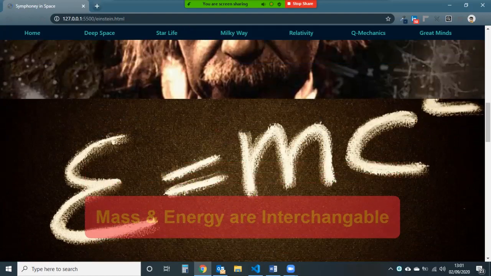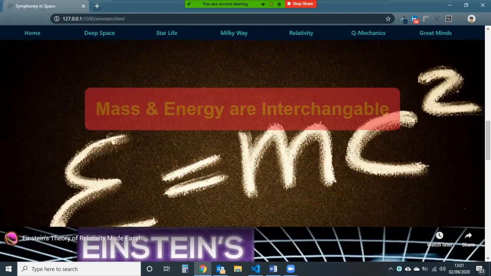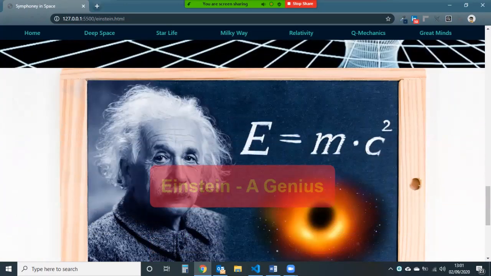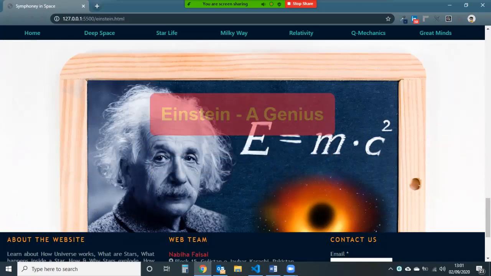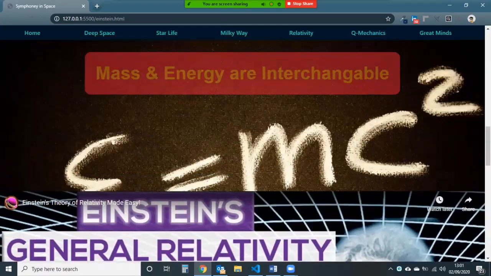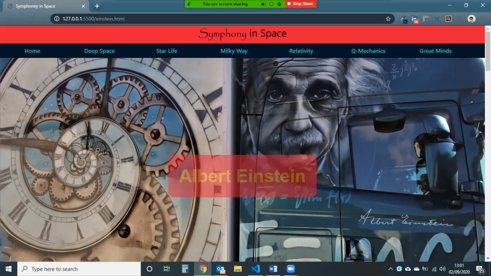This is the most popular, commonly known formula in the world of physics. E is equal to mc squared. And then there is another video on general relativity that explains what Einstein actually meant. And then at the end we have Einstein is a genius. So this is all about our website that we have created.